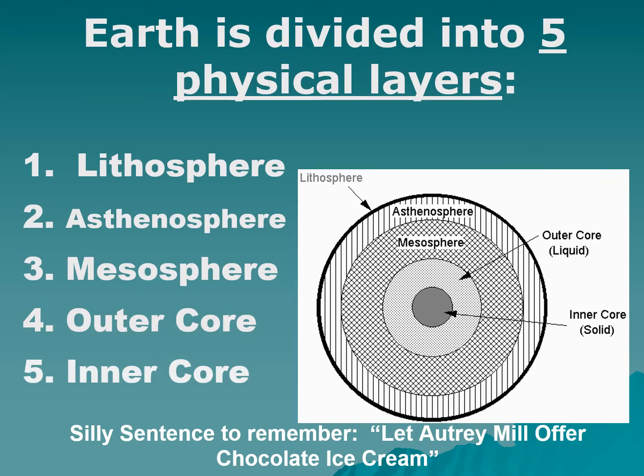Now let's move on to the physical layers. There are 5 physical layers. The top physical layer is called the lithosphere. You'll find it on the very top, on the outermost edge of the Earth, and it's where we live. It also contains a small part of the upper mantle. The asthenosphere comes next. It's where the lithosphere floats. It's directly under the lithosphere. Next, we have the mesosphere, and finally the outer and the inner core.